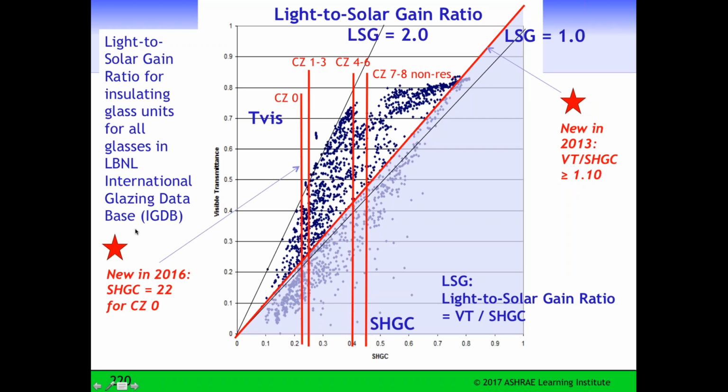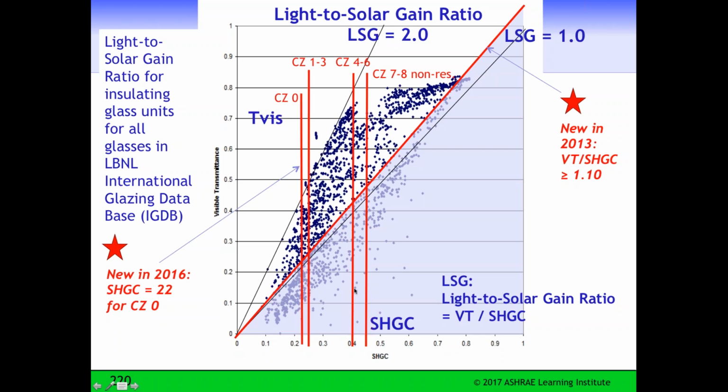I like this chart because it shows some basic relationships for many, many insulated glass units. This is from the Lawrence Berkeley National Lab International Glazing Database, IGDB. Each dot here represents some manufacturer's IG product. Along the horizontal axis is the solar heat gain coefficient, and along the vertical axis is the visible transmittance, TVIS. So you can see the relationship between the two.